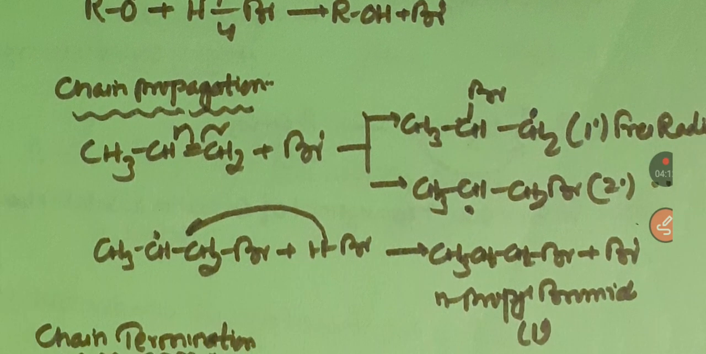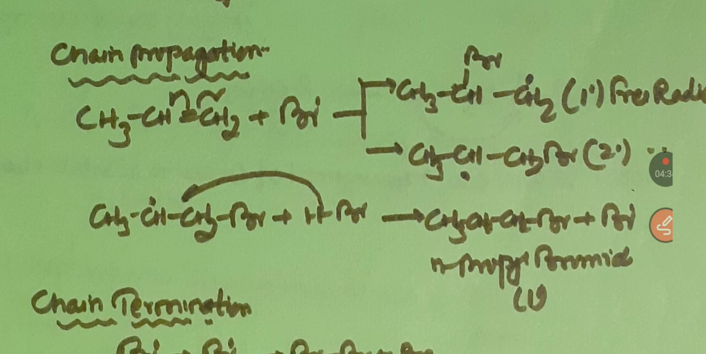So the stability of higher degree free radical is more. That is why 1 degree free radical is not considered, whereas 2 degree free radical is considered as the reaction intermediate for this reaction, and this 2 degree free radical interacts with HBr and finally forms n-propyl bromide with the liberation of bromine free radical. Now the main product is formed in the chain propagation step.